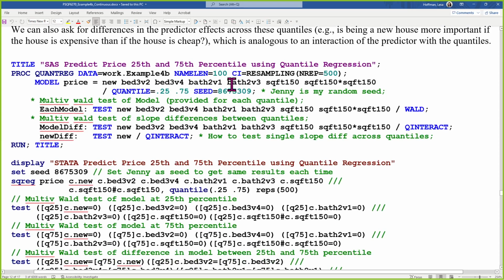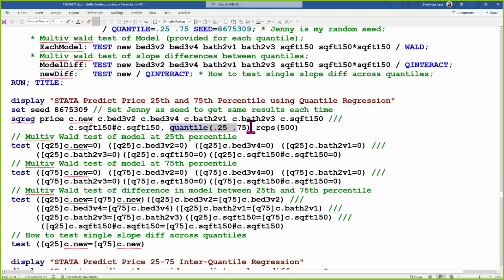So it turns out to be super easy to do this. Here's the difference in SAS. You just list both quantiles that you want, and then you get 2 sets of regression results. In Stata, you do the same thing. In the quantile option, you can list both of them.